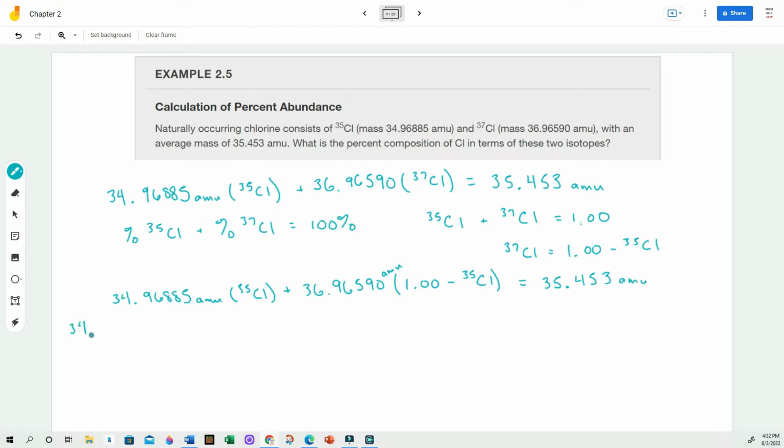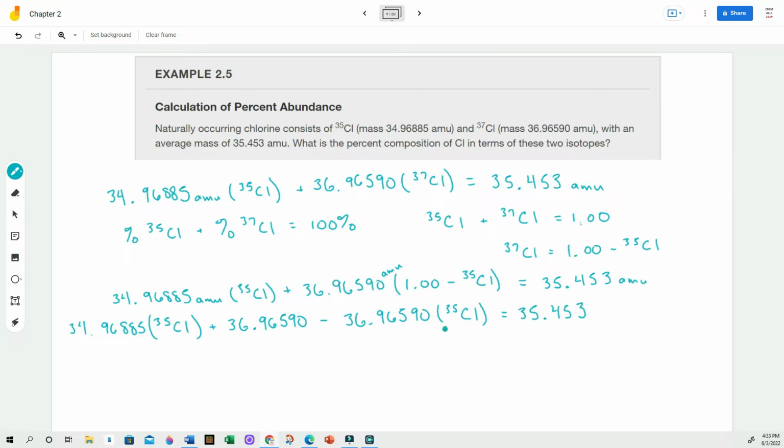Okay, so our first term here again is still unchanged because we're really looking at our second term and distributing our second term. So we have plus 36.96590 times 1, which of course is just going to give us 36.96590. And then we are going to have this 36.96590 times a negative chlorine 35 here. So positive and negative gives me a negative. And this is going to be 36.96590, and I'm just going to put my chlorine 35 here, and this still equals our 35.453.